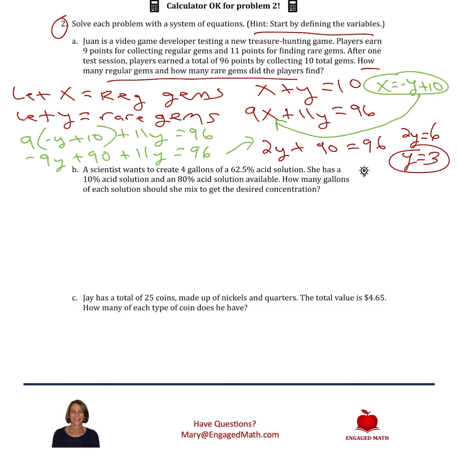So I can go back over here, and I'm going to change our color again. The number of rare gems is 3. Since x plus y must equal 10, the number of regular gems must be equal to 7. And we have answered a question.